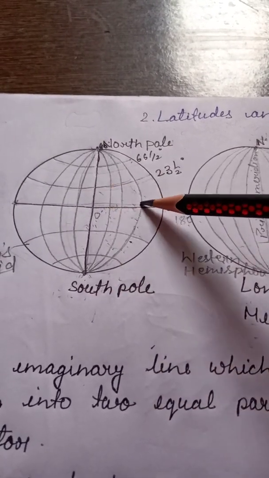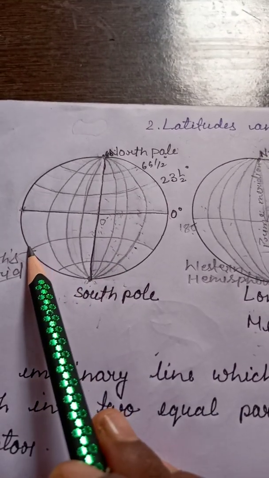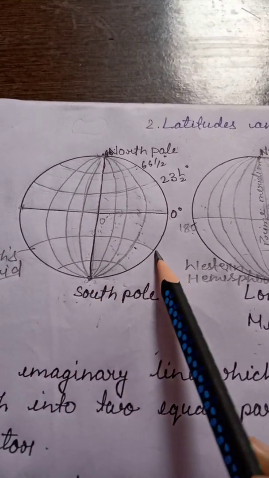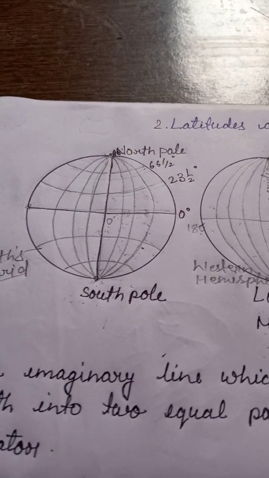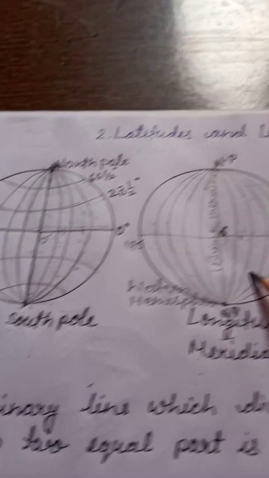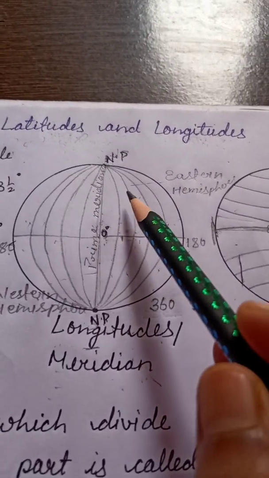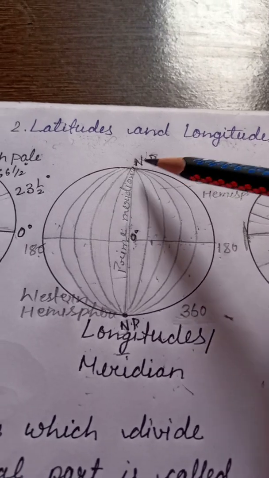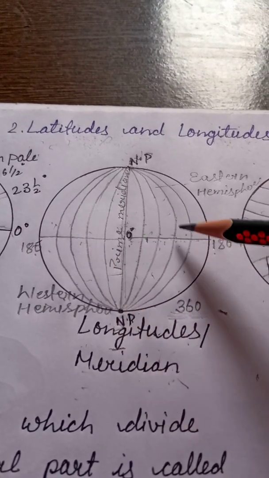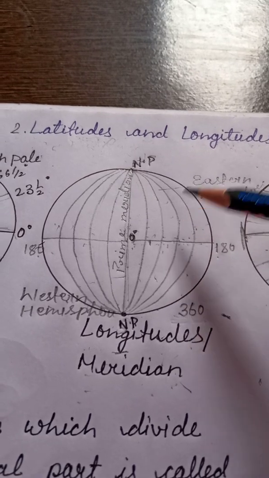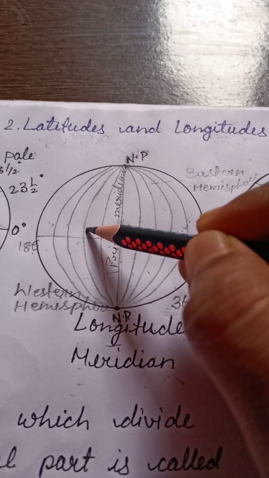And you can see two types of lines here. One type of line runs from north to south, and one type of line runs from west to east. Come to the first, the longitudinal lines. Children, longitudinal lines are the lines which divide the earth into two equal parts, the eastern hemisphere and the western hemisphere.